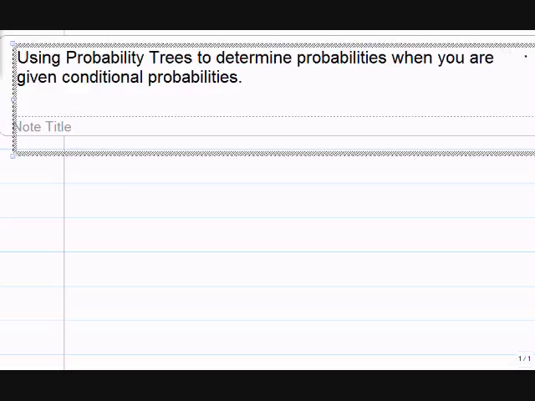conditional probabilities, because this is when the probability trees work out very nicely. So here's our situation.